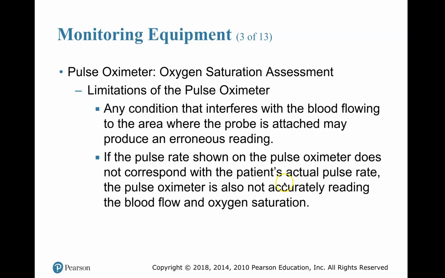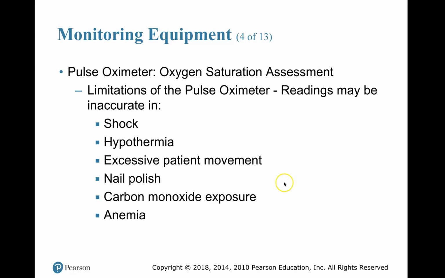on that extremity. If the pulse rate shown on the pulse oximeter does not correspond with the patient's actual pulse rate, the one you take manually, the pulse oximeter is also not accurately reading the blood flow and oxygen saturation. So you need to assess that patient by palpating a heart rate, and then if you look at your pulse ox and it's off, your batteries may be low or your equipment may be broken. All right, readings may be inaccurate during shock, hypothermia, excessive patient movement, nail polish, carbon monoxide exposure, and anemia.